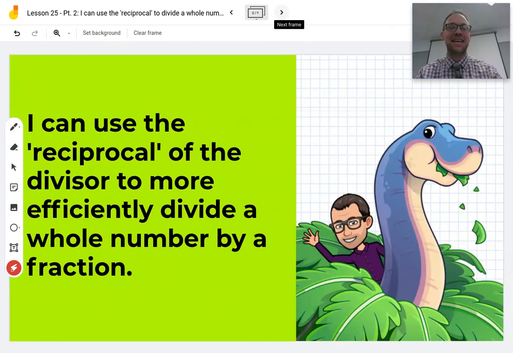Our learning target today is, this is the old learning target. Hold on one second.